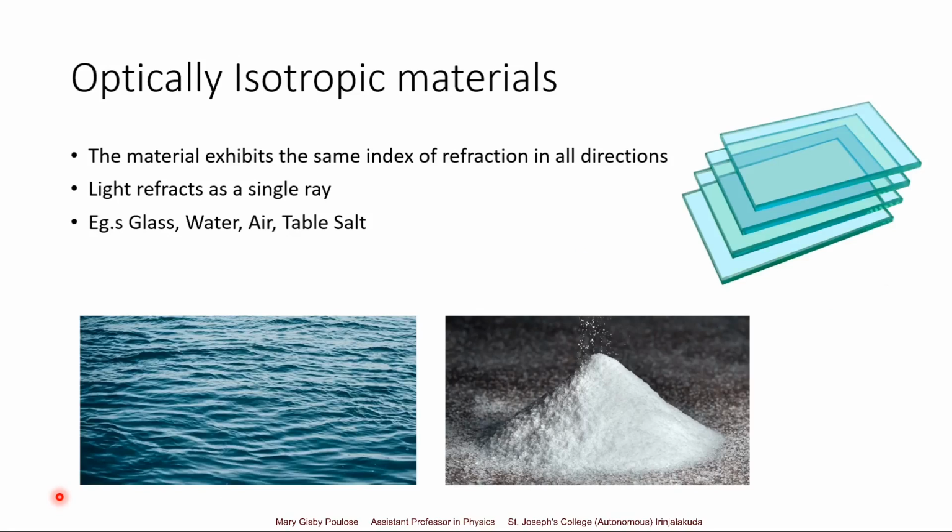Let us see what we mean by optically isotropic materials. These materials exhibit the same index of refraction in all directions. So if light passes through it, light will refract as a single ray. And the examples for that are glass, water, air, table salt, etc.